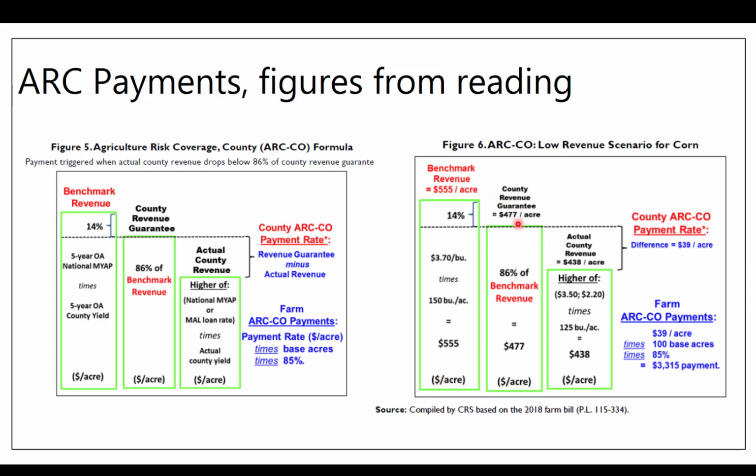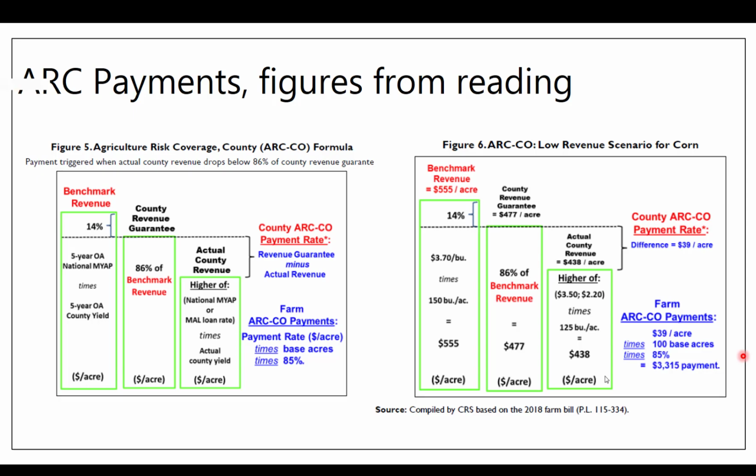When you take 86% of that to get the county revenue guarantee, the number becomes $477. Then for the actual county revenue, you take $3.50 times 125 bushels, being the county yield for that year. You get $438 as the actual revenue, compared to $477. Take the difference: $477 minus $438 is $39, and do the calculation. So let's jump back to the spreadsheet.